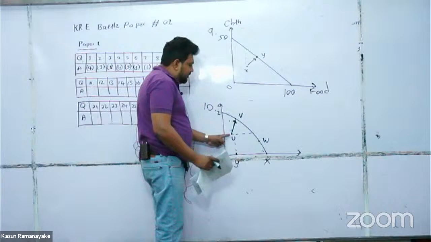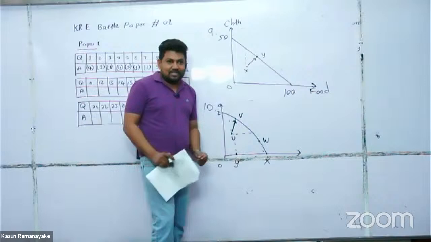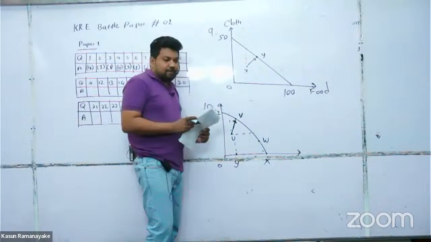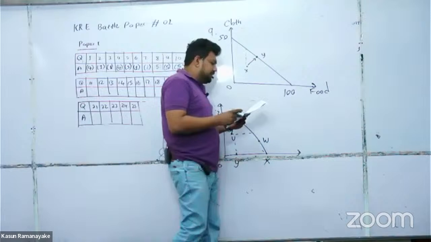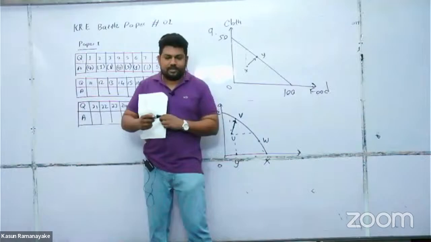Other good is not sacrificing. Any other good is not sacrificing. Can you understand? Therefore, the answer has to be from U to V. That is your answer number 5. Then question number 11. Clear, guys? No problems.